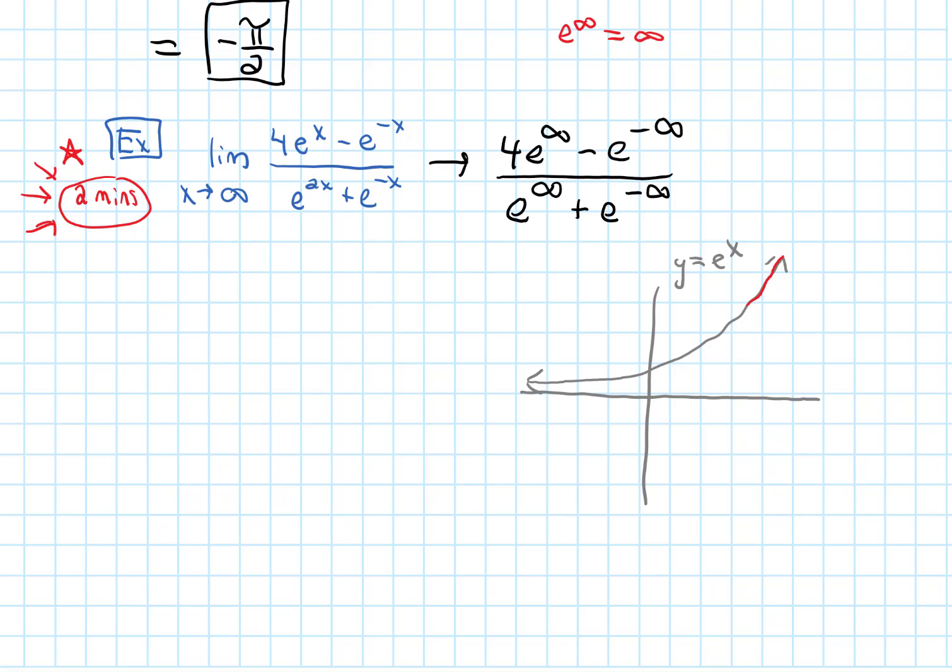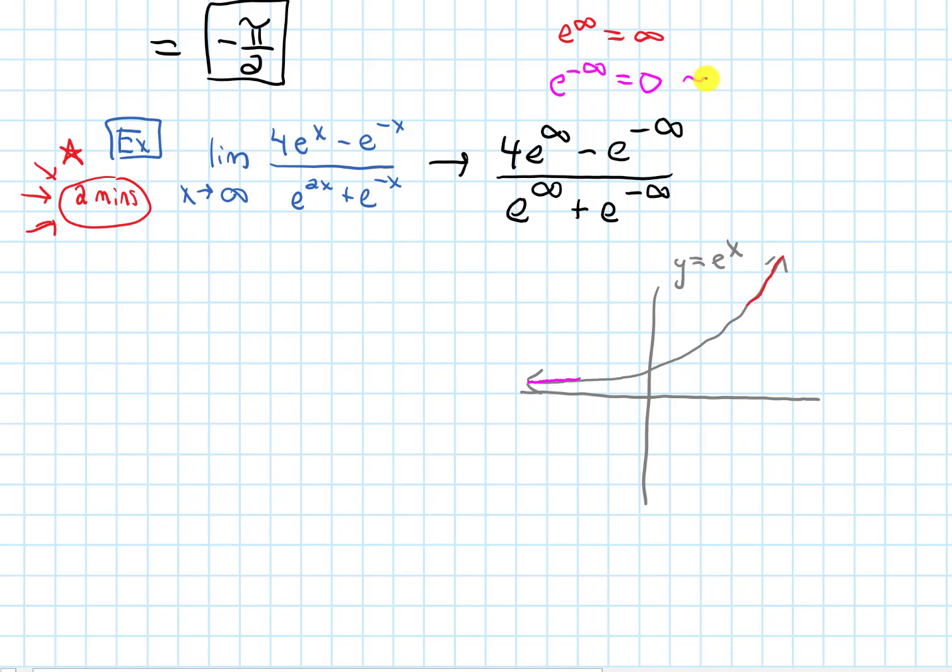And if I have e to the negative infinity, now I need to let this x value go to negative infinity. That is this edge of the graph. And on that edge of the graph, the y values are getting super, super close to 0. So e to the negative infinity is equal to 0.